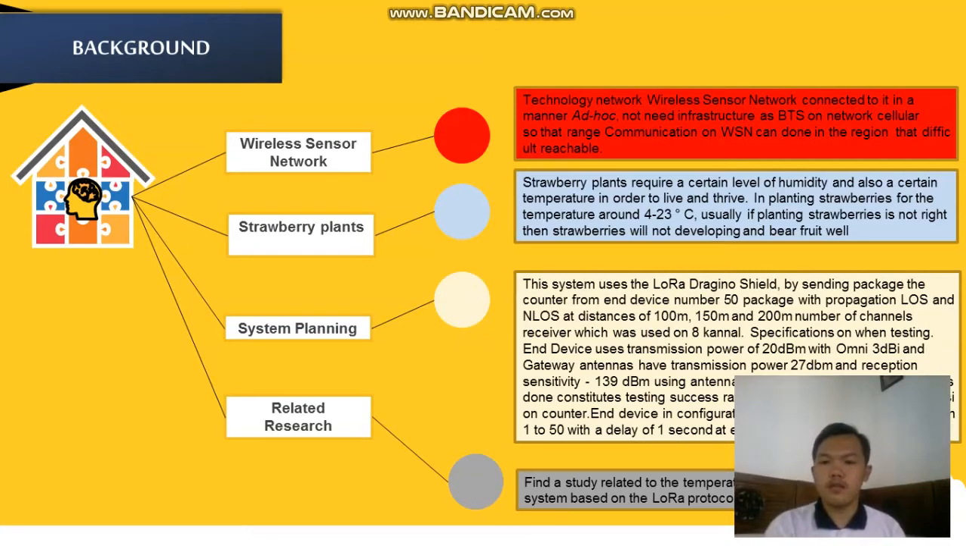Testing which is done constitutes testing success rate and packet loss in data transmission counter. And end device is configured so that it can send packets from 1 to 50 with a delay of a second at every shipment. Related research: find a study related to the temperature and humidity monitoring system based on the LoRa protocol.